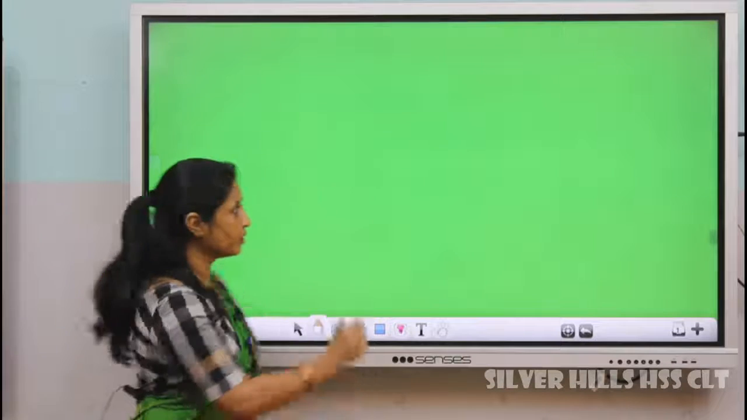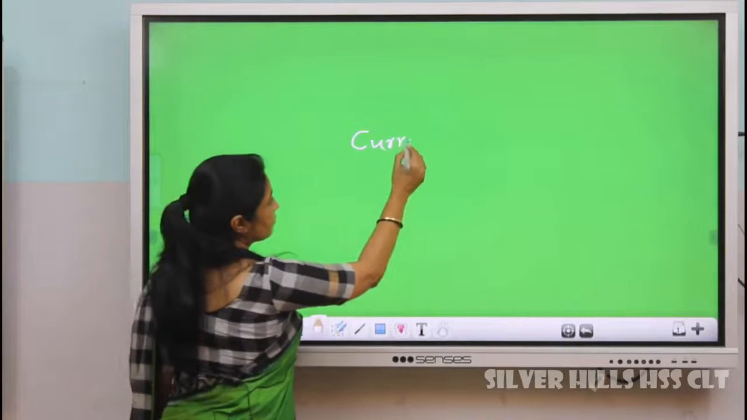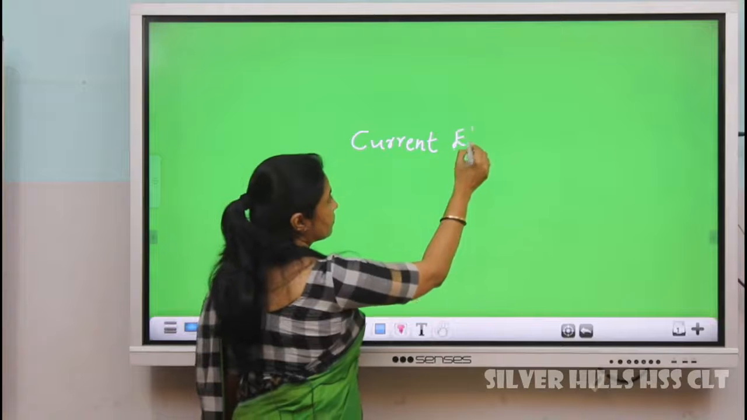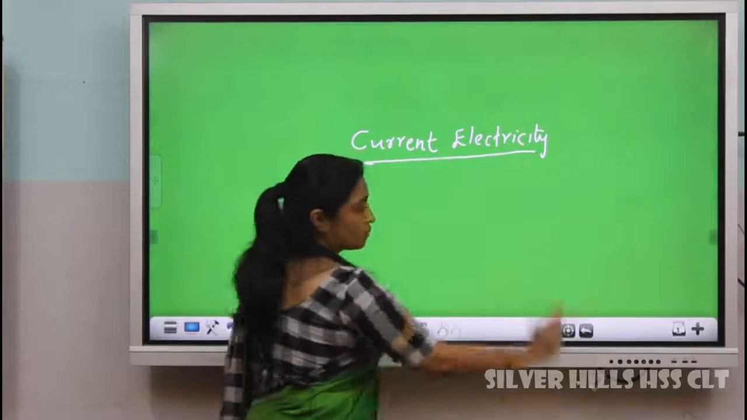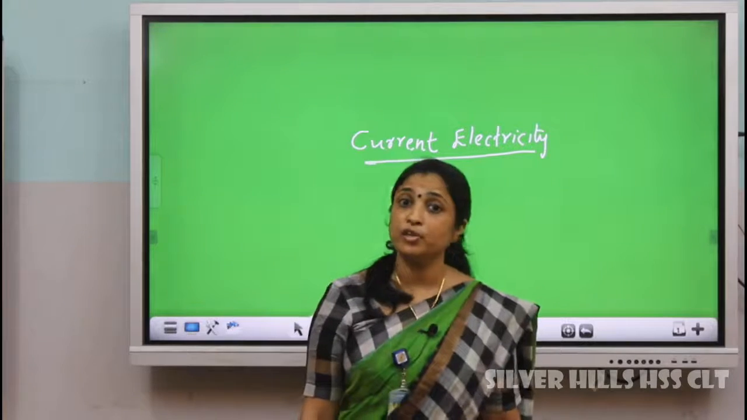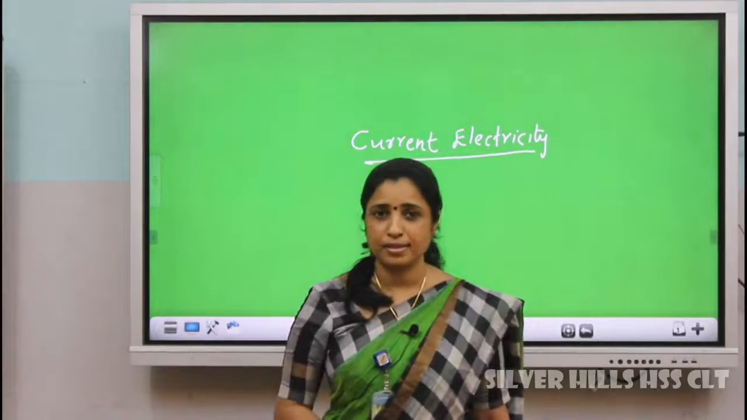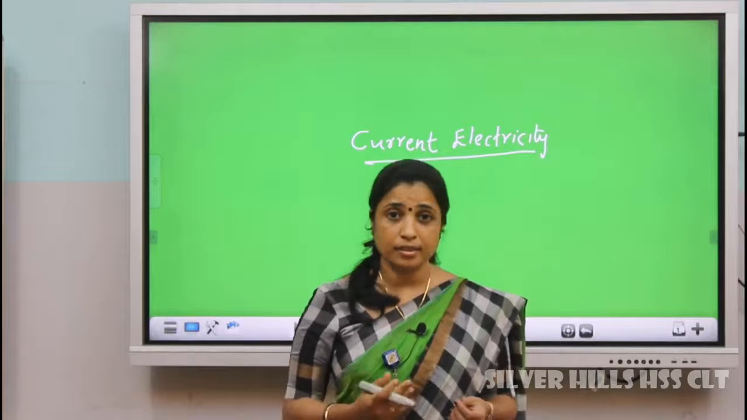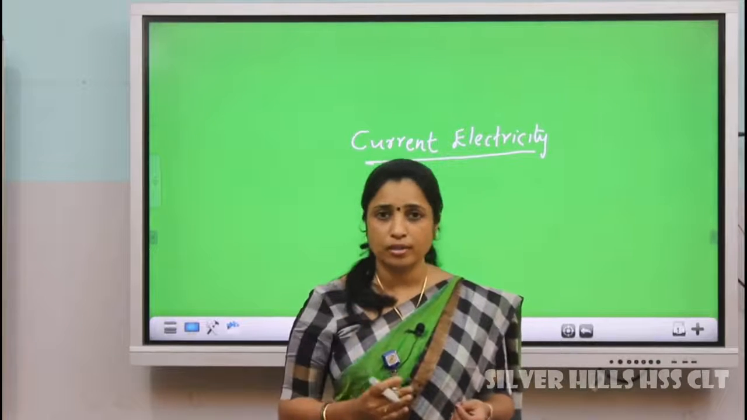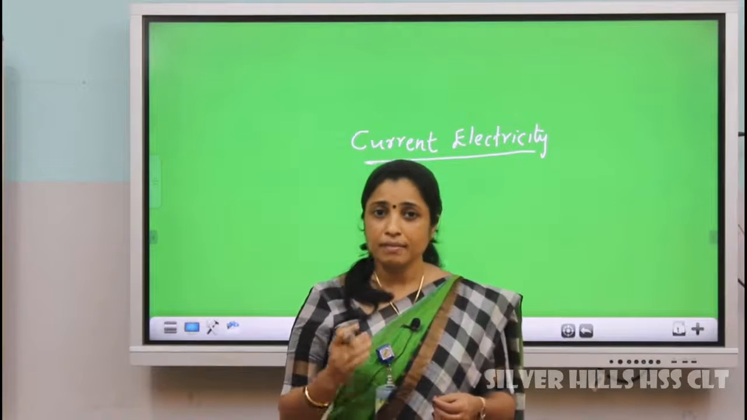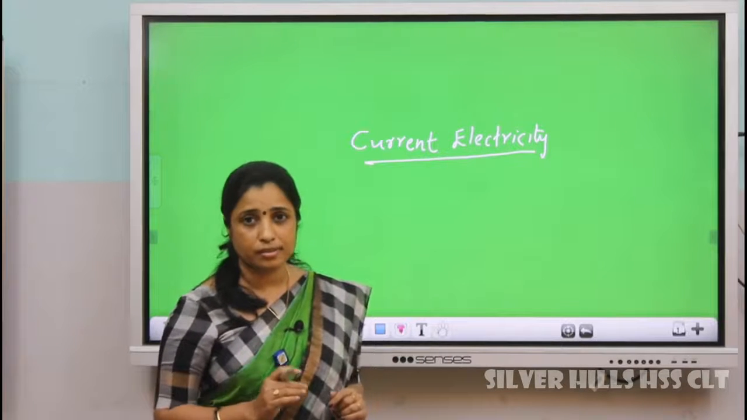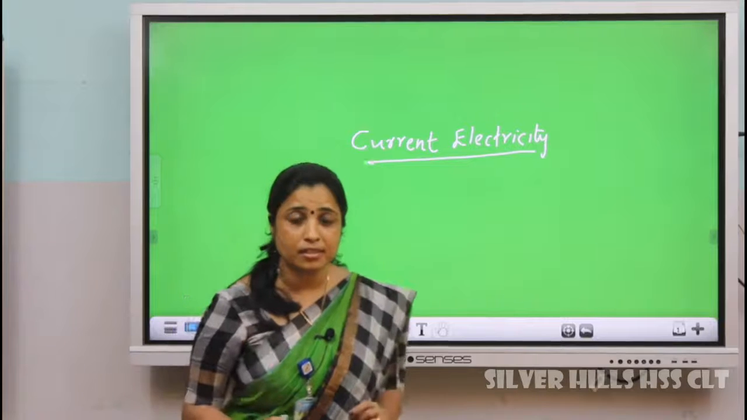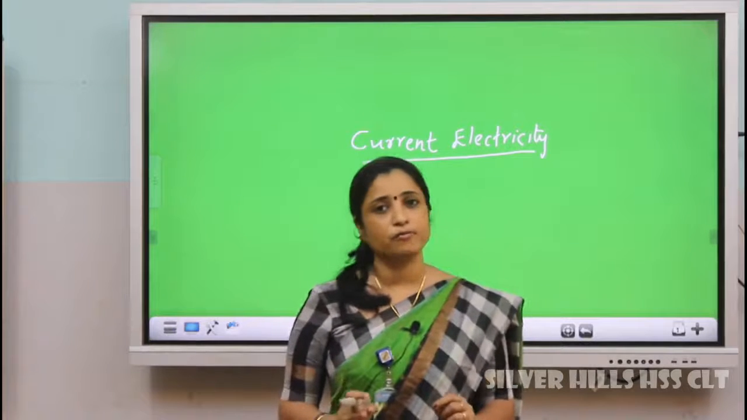Today we will begin with our chapter 3, Current Electricity. The term current may not be a new one for you. You may be familiar with it. You might have heard about water current, river current, which means flow of water, or air current. Similar to this, current electricity or electric current means flow of charges. So today in this chapter we are going to learn about flow of charges.